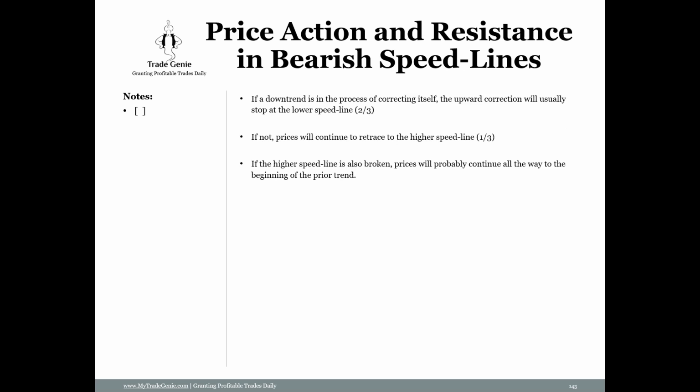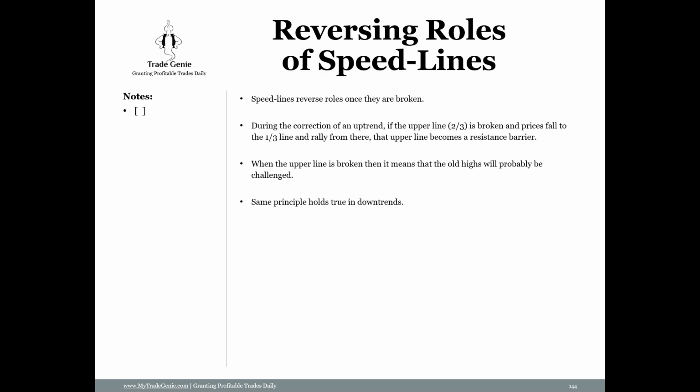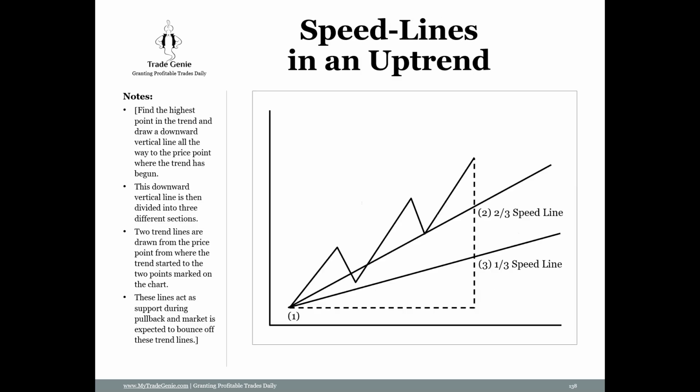Now, reversing roles. I already explained to you the speed line reverse role. The speed line which was acting as a support, once it's broken, will become resistance. And the speed line which was acting as a resistance, once it's broken, will become support. So once the upward 2/3 speed line is broken and the market comes down and tries to regain its momentum, approaching the 2/3 speed line, the chances are that this speed line will act as a resistance line, and the market will bump and then fall down.